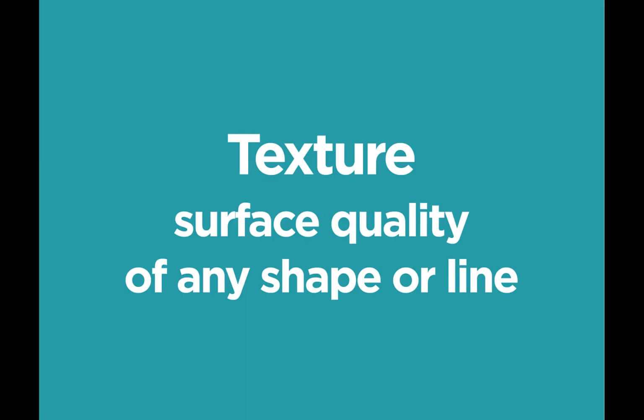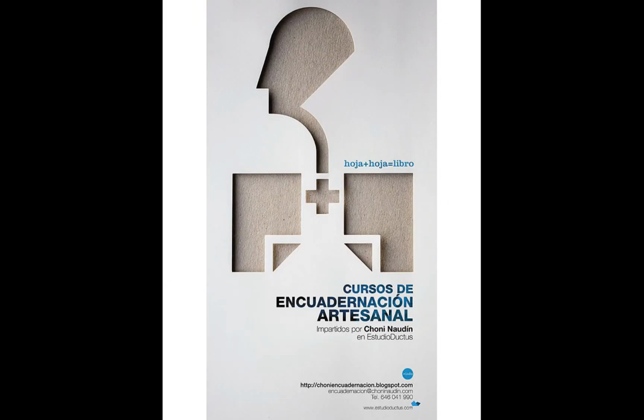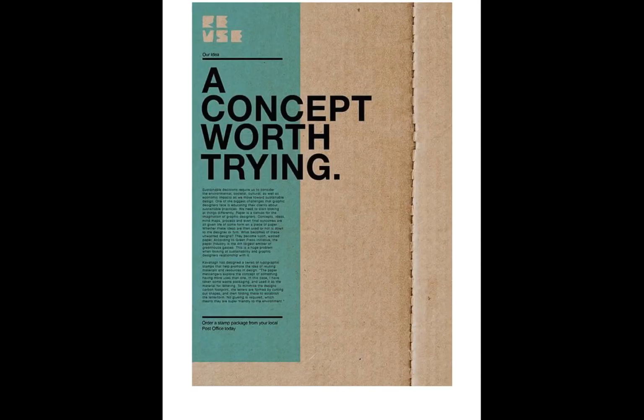Texture is the surface quality of any shape or line. It creates an illusion of flat optical effect. So in this case, it looks like there's paint sitting on this book cover, but it's an illusion of texture. And this is not actually cut out, but it is suggested by the shadows. This is not printed on cardboard, but the suggestion of the cardboard texture is a design element.